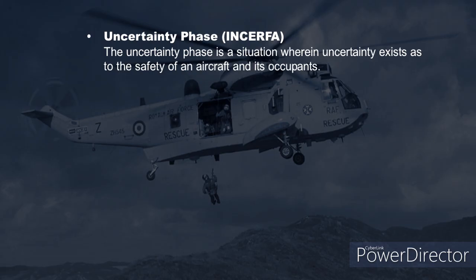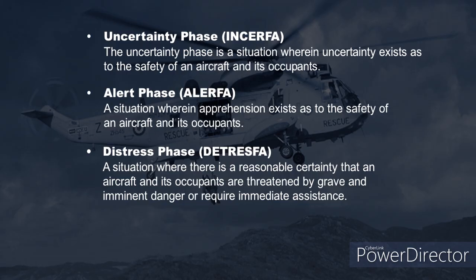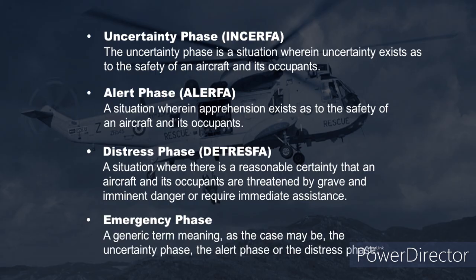The uncertainty phase is a situation wherein uncertainty exists as to the safety of an aircraft and its occupants. The alert phase is a situation wherein apprehension exists as to the safety of an aircraft and its occupants. The distress phase is a situation where there is a reasonable certainty that an aircraft and its occupants are threatened by grave and imminent danger or require immediate assistance. The emergency phase is a generic term meaning, as the case may be, the uncertainty phase, the alert phase, or the distress phase.